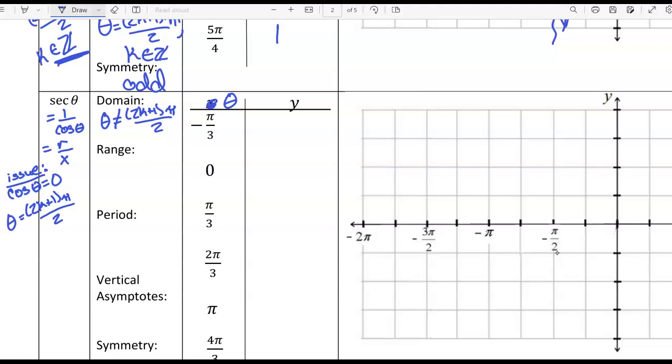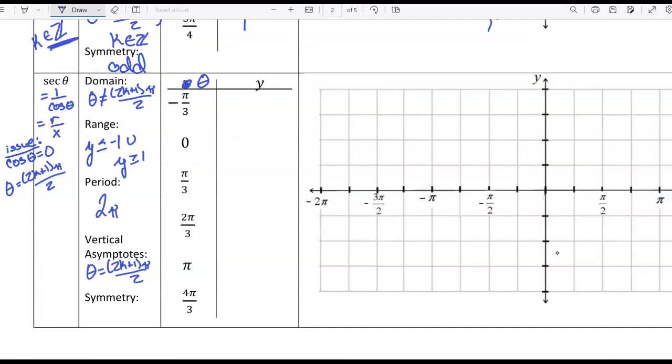So the range for this one's going to be kind of funny. It's going to be all y values less than or equal to -1 union with y values greater than or equal to 1. So period's going to be 2 pi, vertical asymptotes, odd integer multiples of pi over 2. This is going to have some even symmetry because it's defined in terms of cosine, and we know cosine is an even function.